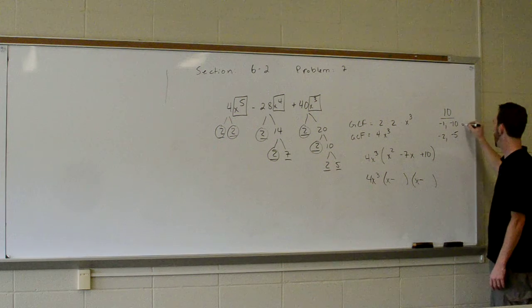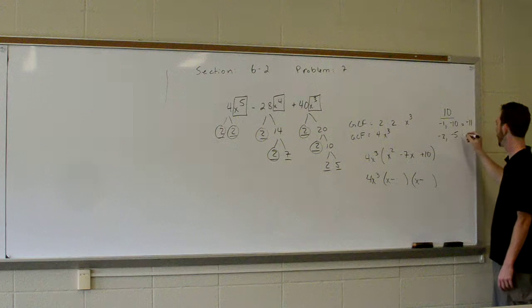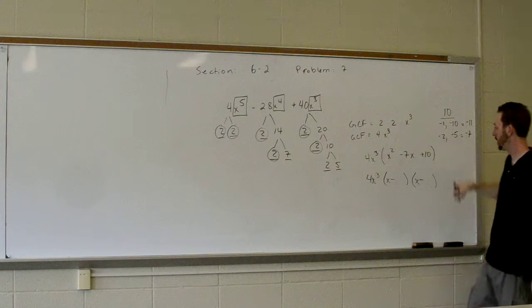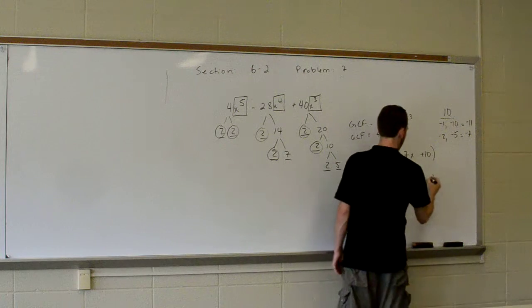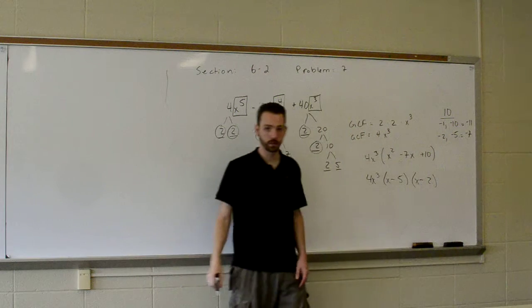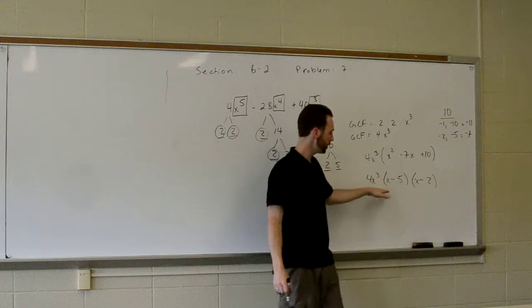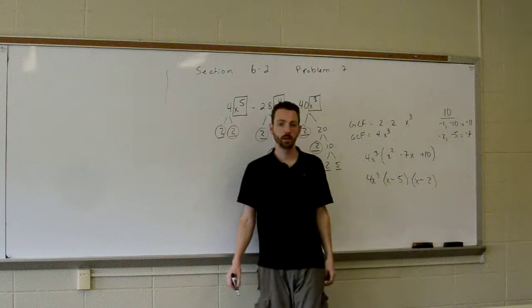Negative 1 and negative 10 is negative 11. Negative 2 and negative 5 is negative 7, which is what we need. So 2 and 5 are the numbers that we fill in here. The bigger number always goes first. So to factor this trinomial, we have to pull out a greatest common factor and then factor the remaining trinomial into binomials.